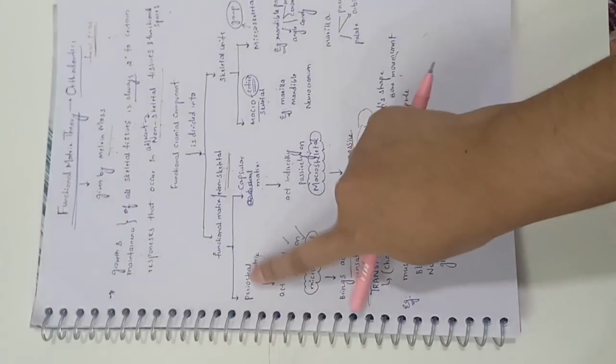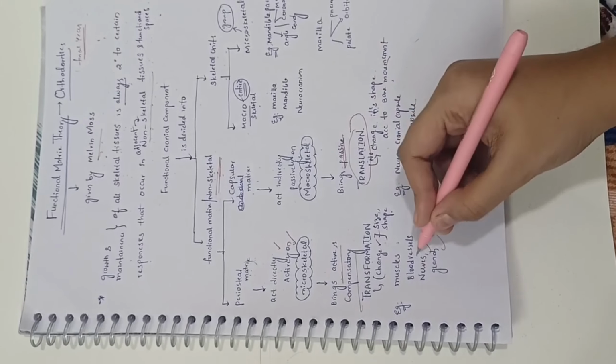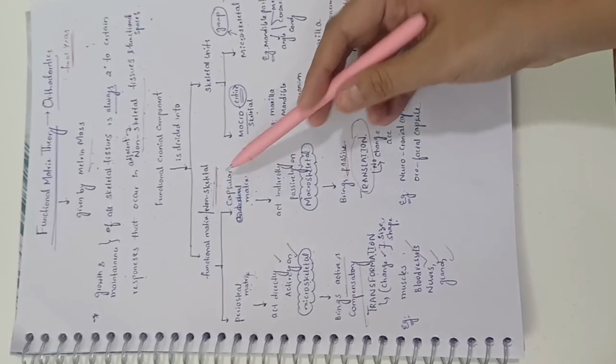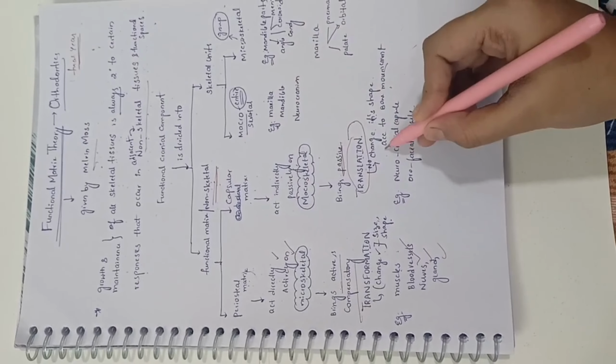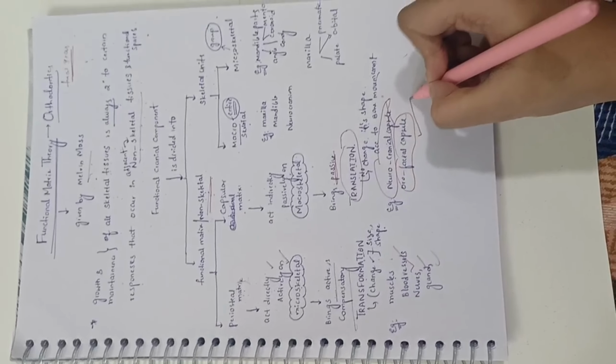Coming to this, periosteal means surrounding, right? Examples are muscles, glands, nerves, blood vessels, etc. In the capsular matrix, the main capsules are the neurocranial capsule and the orofacial capsule.